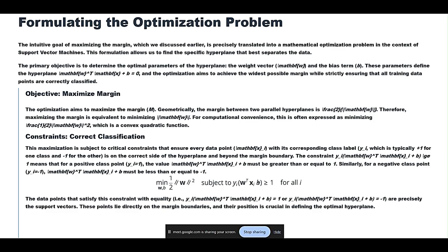Therefore, maximizing the margin is equivalent to minimizing this W, which for computational convenience is expressed as minimizing half of W square. This minimization is subject to the constraint that every data point x of i is correctly classified. So the constraint y of i times (w dot xi plus b) should be greater than or equal to 1, which ensures this. The data points that satisfy this constraint with equality are precisely the support vectors.